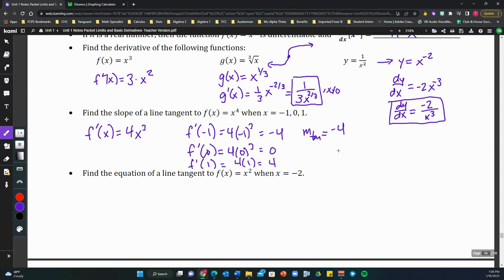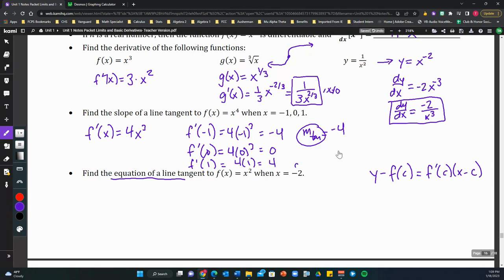So if I wanted to find the equation of a line tangent to f of x equals x squared when x equals -2, again, for the actual equation of the line, like we saw in the last video, it's in point slope form, and it will always have the form of y minus the y coordinate at the point of tangency equals the value of the derivative, which again is the same thing as saying the slope of the tangent line at the point of tangency, times the quantity x minus that c value, or the x coordinate at the point of tangency.